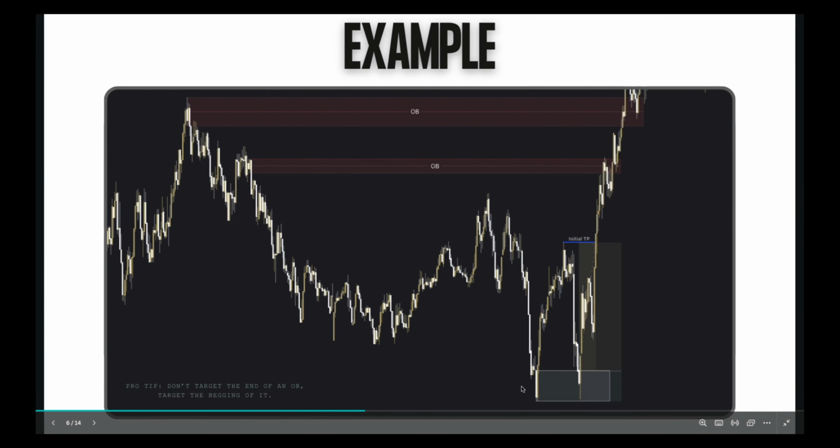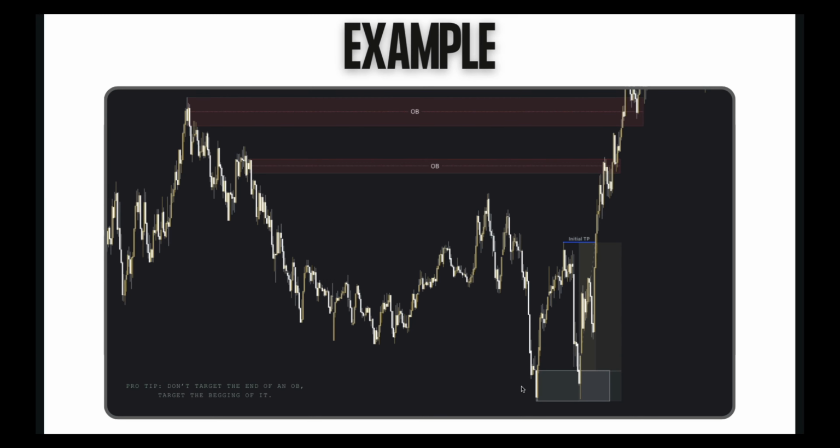All right, so here's a quick example of how you can target order blocks. So first pro tip is, don't target the end of an order block, target the beginning of it. What I mean is, in this case, if you're in a bullish trend, this top side right here, this end of this order block, this edge, that is what I would consider the end of an order block. And this edge right here, all this edge under here, that is the beginning or the initial part of the order block, as I would see it. Same thing here. This would be the initial or beginning of the order block, and up here is what I would consider the end of it.